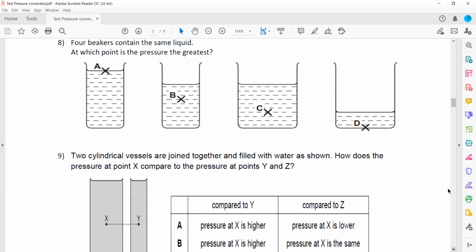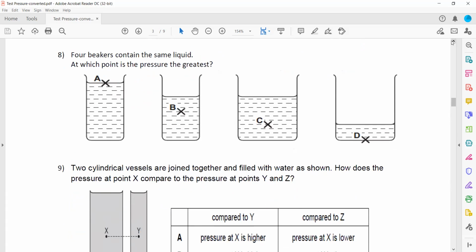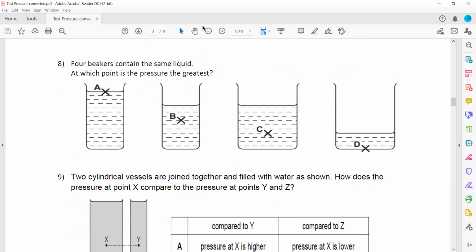Question 8. Four beakers containing the same liquid. So the same liquid is there. At which point is the pressure the greatest? Same liquid is there, so density is not the factor, it is the depth. You have to just check the depth. Which is having greater depth? A, B, C or D?